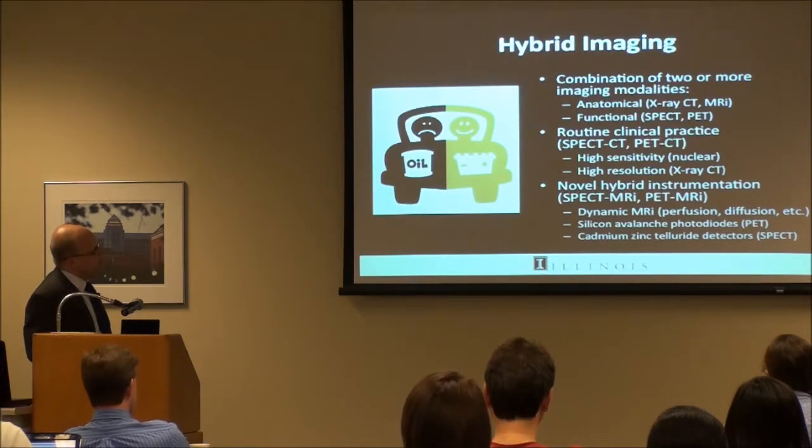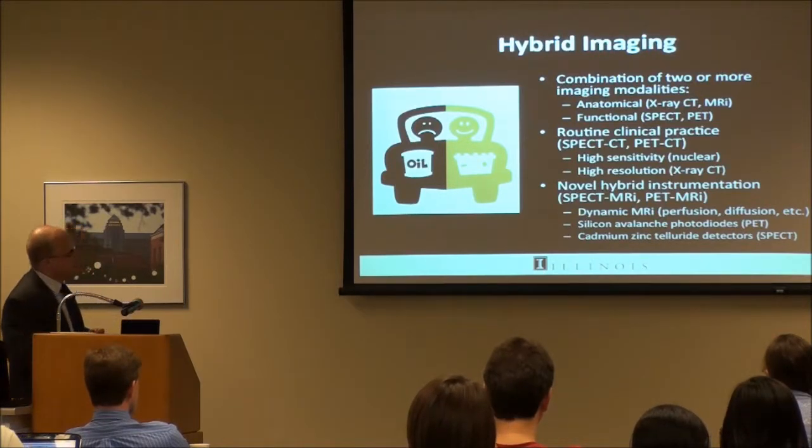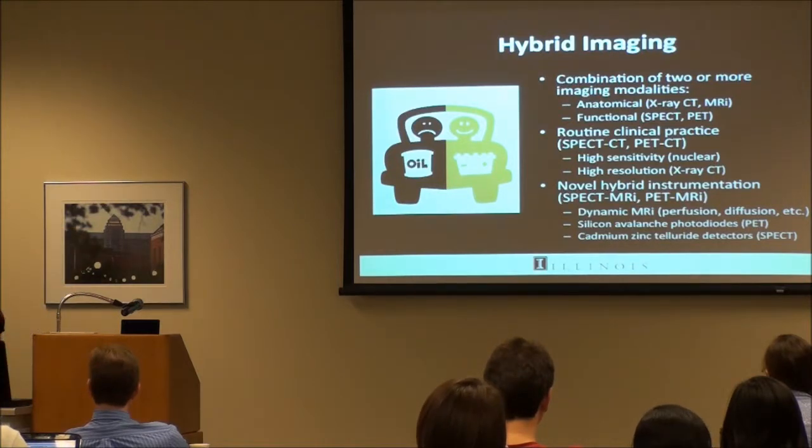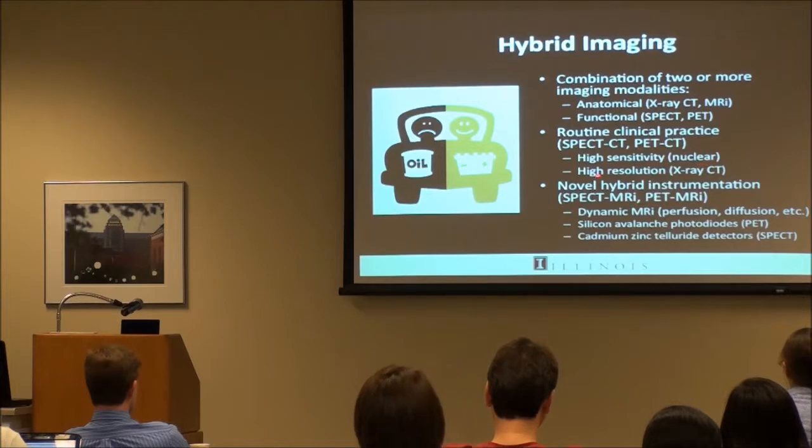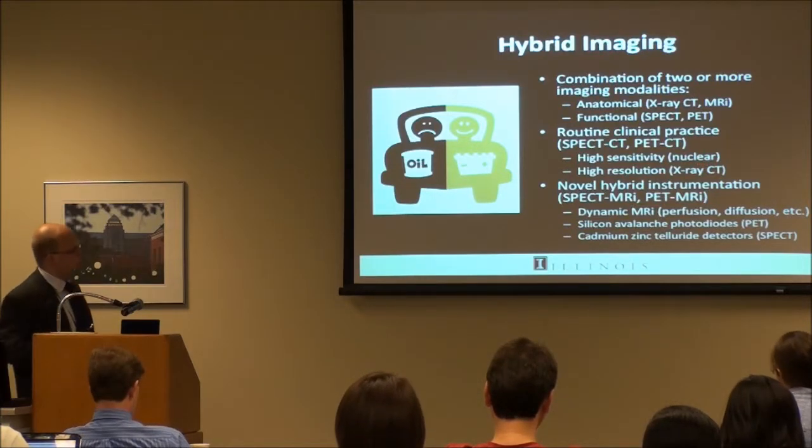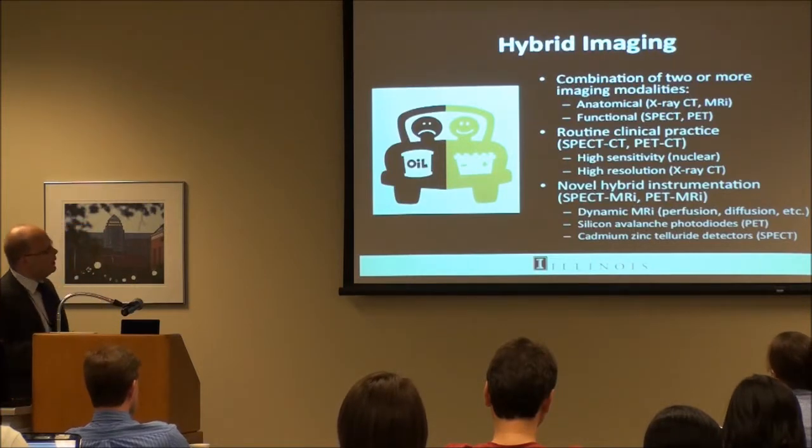In routine clinical practice, we actually have SPECT-CT or PET-CT scanners. They combine those techniques, SPECT nuclear and CT for anatomical imaging. So they provide very high sensitivity using the nuclear techniques and also very high resolution of X-ray CT. This is the final goal which we would like to achieve. And there are also some novel hybrid instrumentations, for example, combination of the nuclear techniques with MRI imaging.